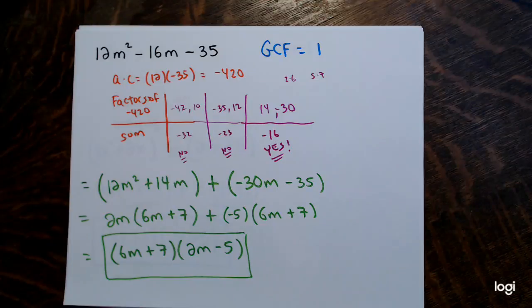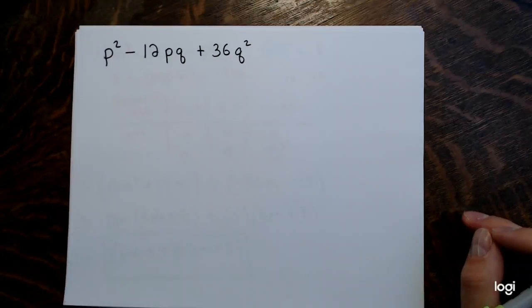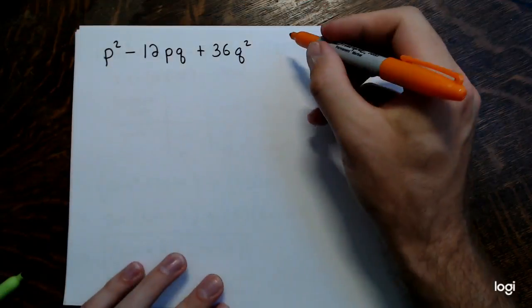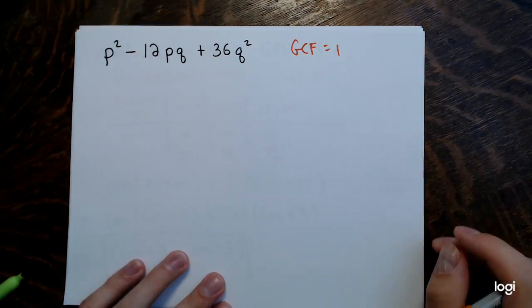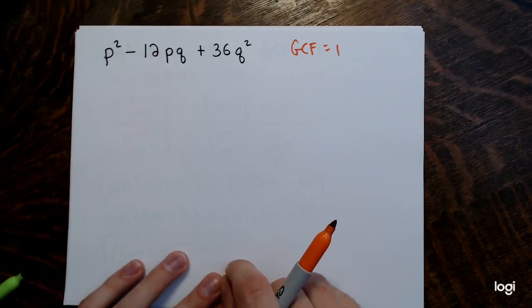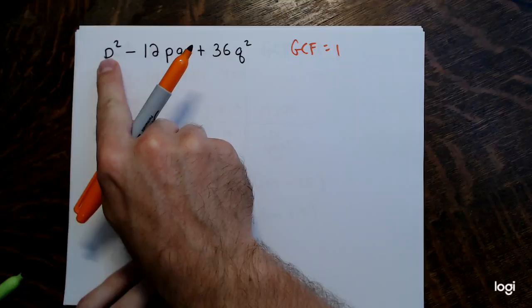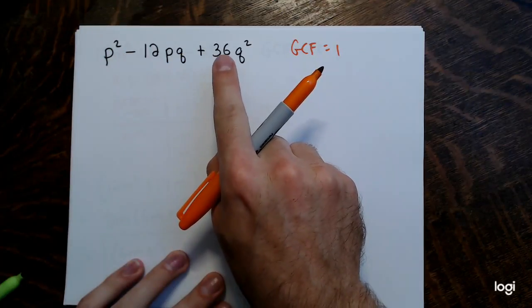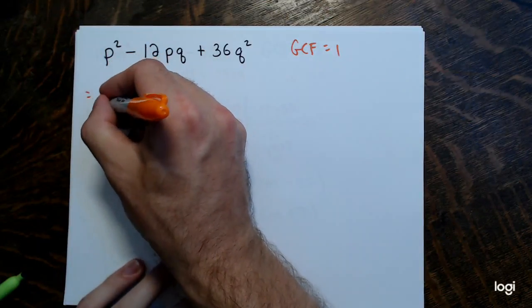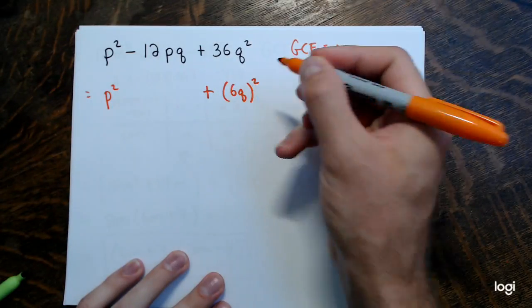Now we haven't seen yet an example where I've said, hey, that looks like a perfect square trinomial. All right. Well, so here's one. It's got 3 terms. The greatest common factor of all 3 terms is 1. They don't all share anything other than the factor of 1. But look at what I'm seeing here. See how the first term is a nice square, p squared, and the last term is also a nice square. 36q squared is 6q squared. So I've got p squared, and the last term is plus 6q squared.